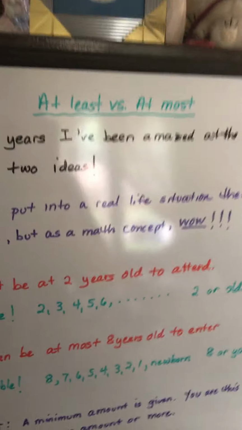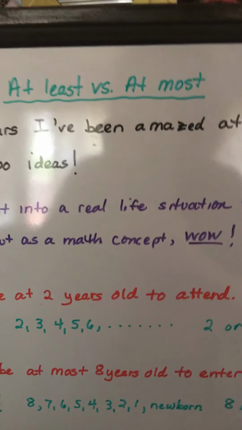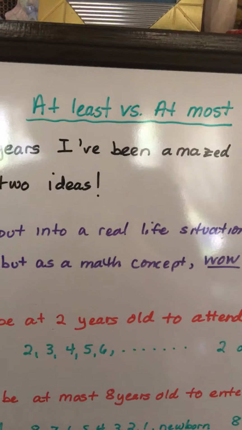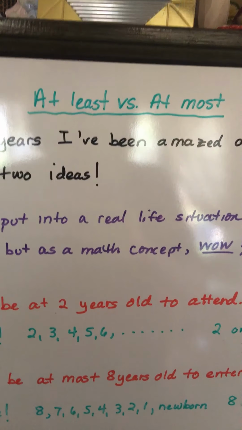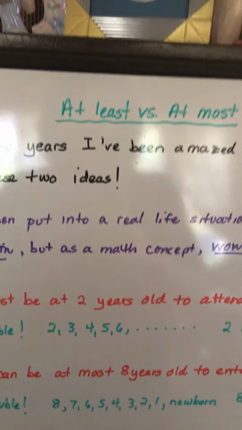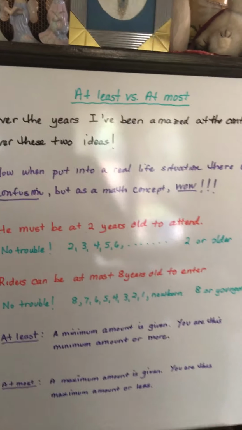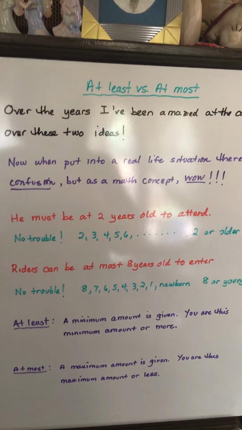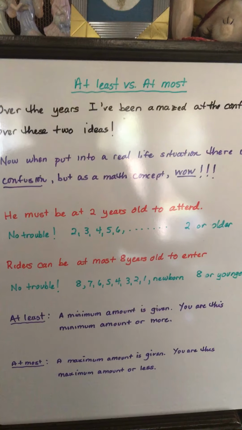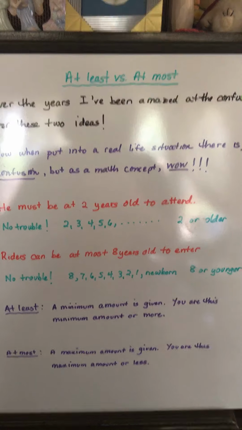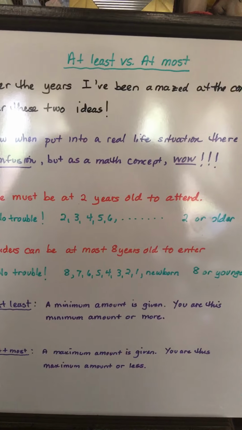So now we come into this example, still connecting with absolute value and inequalities, of the battle over the words at least versus at most. Over the years, I've been amazed that this seems to be a big confusion for students. But when I put it into a real life situation, there seems to be very little confusion. But as a math concept, wow.